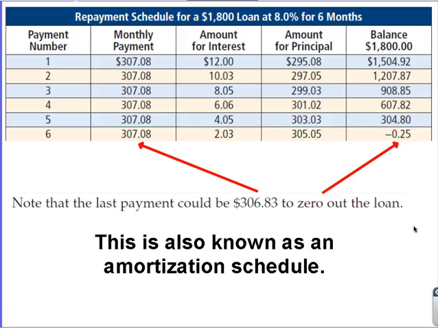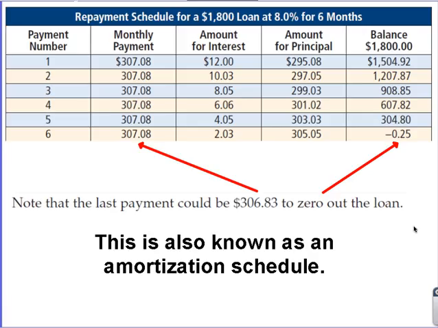All right, now this is what an amortization schedule looks like. This is a repayment schedule for an $1,800 loan at 8% for 6 months. This is in your book on page 316. You will have to refer to this for a couple of problems that we're going to work.